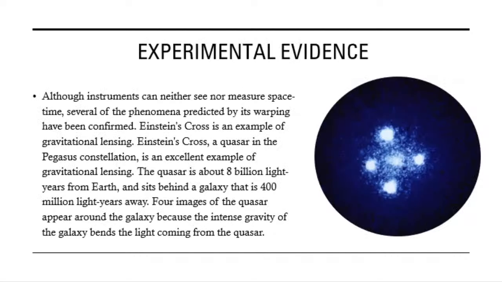Now we are going to talk about experimental evidence. This is a very long part of this video. Although instruments can neither see nor measure spacetime, several of the phenomena predicted by its warping have been confirmed. Einstein's cross is an example of gravitational lensing. In case you want to know what Einstein's cross is, the picture you can see is it. Einstein's cross, which is a quasar in the Pegasus constellation, is an excellent example of gravitational lensing.